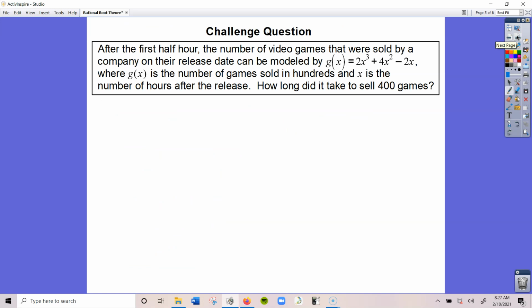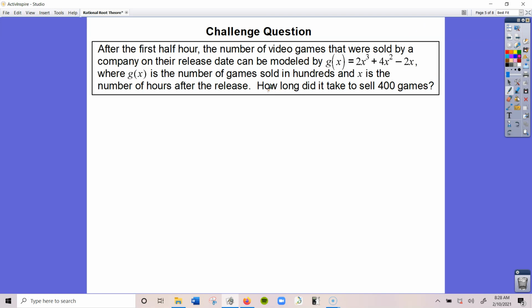Now let's look at a more challenging question. After the first half hour, the number of video games that were sold by a company on their release date can be modeled by g of x is equal to 2x cubed plus 4x squared minus 2x, where g of x is the number of games sold in hundreds and x is the number of hours after the release. How long did it take to sell 400 games?